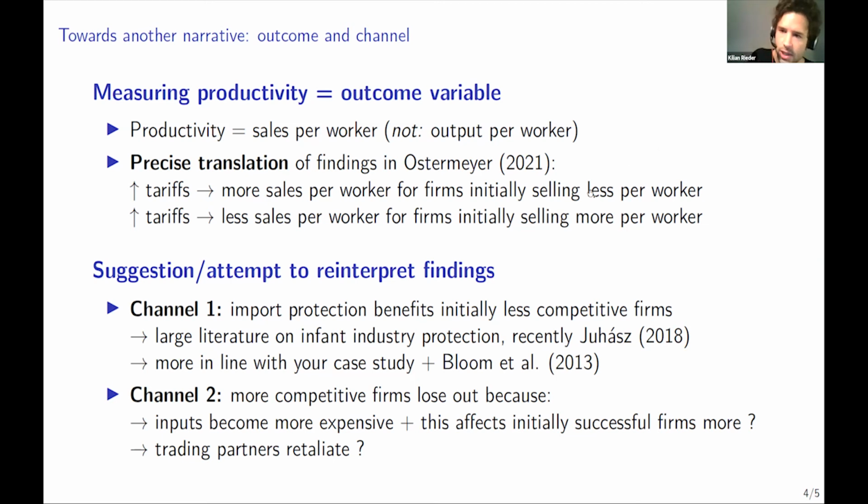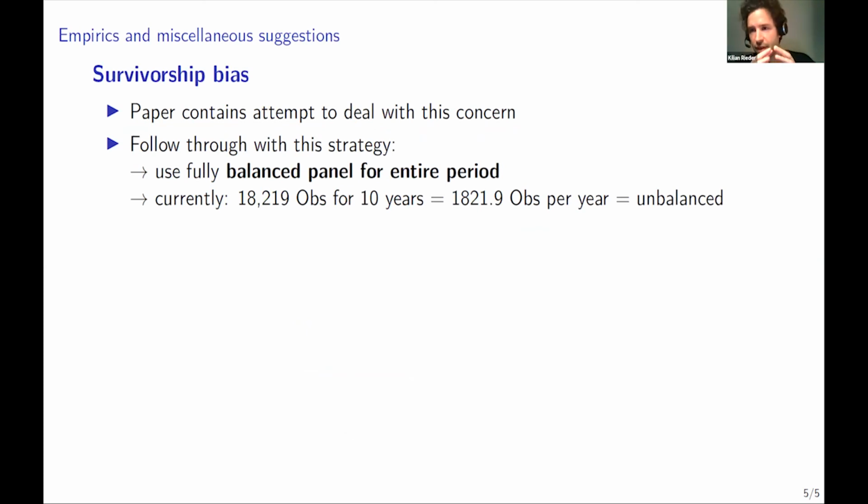With regard to the second channel, why more competitive firms actually lose out once the tariffs are implemented, I think there might be several stories that you can tell there. It might be that inputs become more expensive, especially for this group of firms, or perhaps also that trading partners retaliate. That's something I'm not sure about because I don't know the context so well, but that might be a theoretical explanation for the findings that you have in terms of econometric estimations. So basically, this is the main comment that I have with regard to the paper.